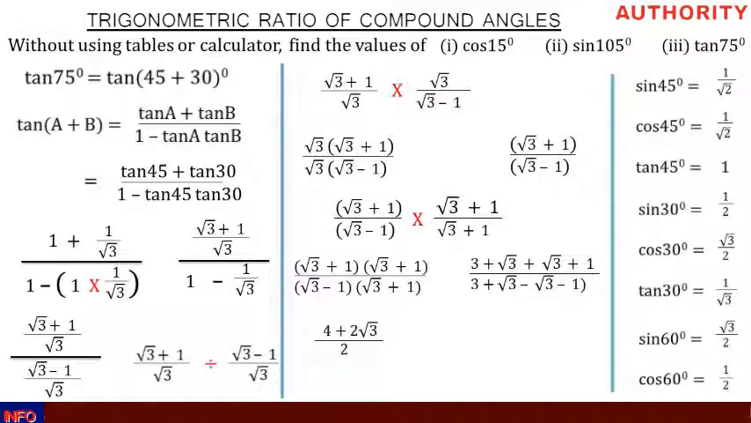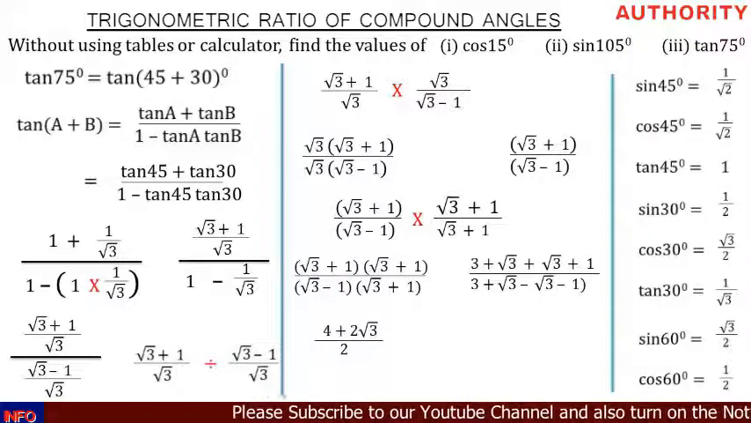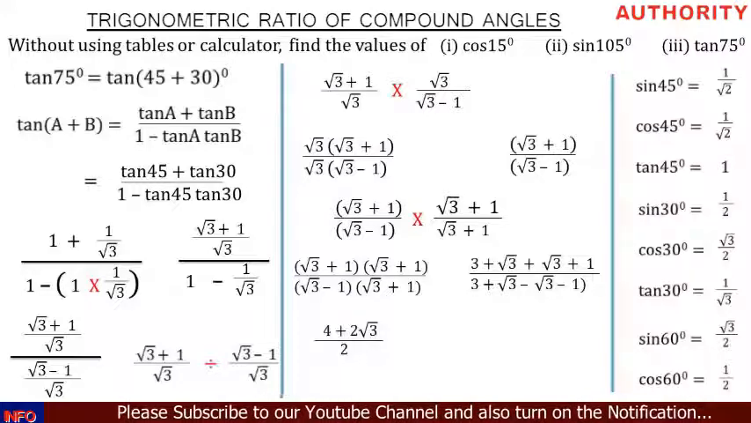All over, in this place, we have 3 minus 1. So 3 minus 1 is going to give us 2. And then we have root 3 minus root 3, which is equal to 0. So therefore, in our denominator, we simply have just 2. So here, we have 4 plus 2 root 3 all over 2.